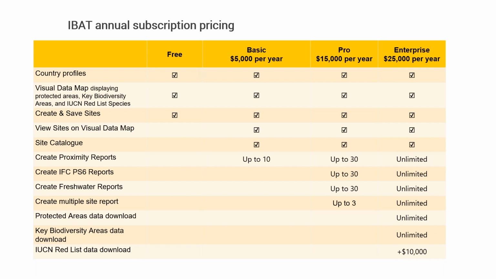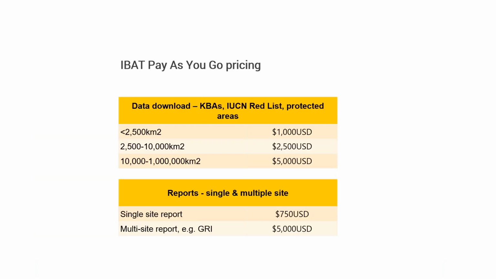So the annual subscription pricing, as I mentioned, you can log in and create a profile within IBAT yourself for free, and you can view the visual data map and turn on and off the layers, etc. If you want to do things like create a site catalog and create proximity reports, then you go on to the annual subscriptions, and they are between $5,000 and $25,000 and $35,000 per year. Many of the large oil and gas companies are on the $25,000 and $35,000 per year, and a lot of the financial institutions are now on the $15,000 per year, just as an example of how people are using it.